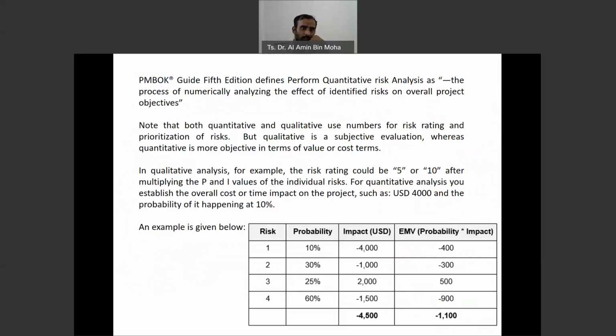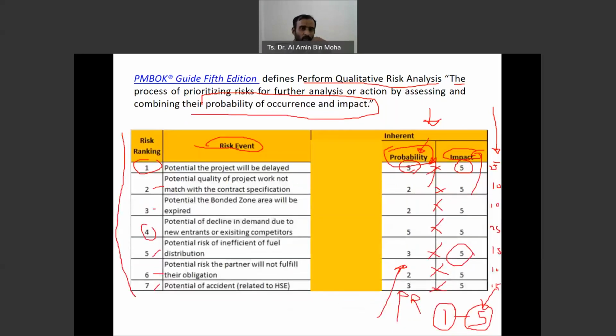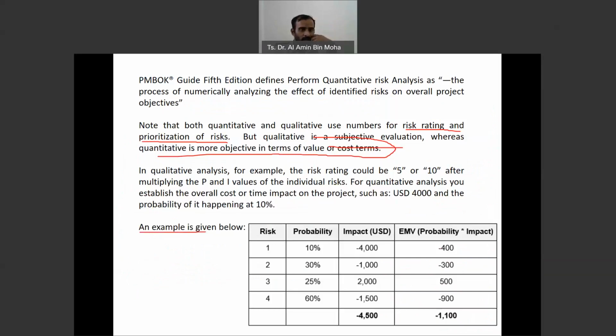Okay, this is some explanation on it. So both quantitative and qualitative use risk rating and prioritization of risk, but qualitative is subjective evaluation, whereas quantitative is more objective in terms of value and cost. Okay, so just now here is more qualitative because it's based on our assessment, but you don't have really figures, right? But here you can have the example. Risk rating could be 5 or 10 after multiplying. Okay, this one I just explained just now.